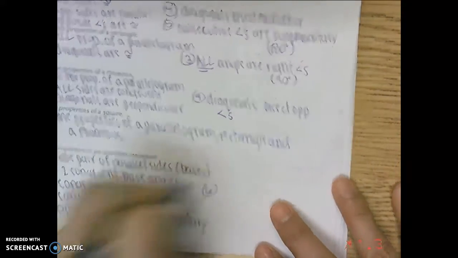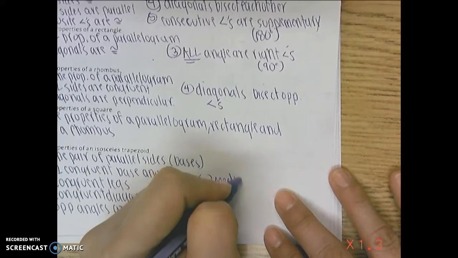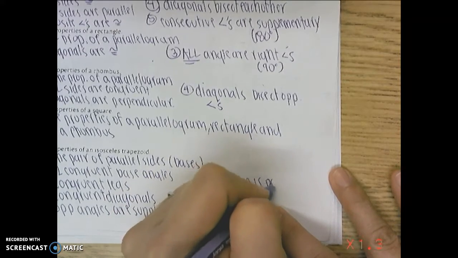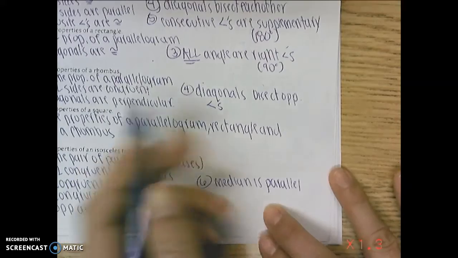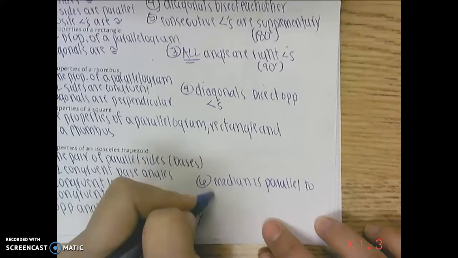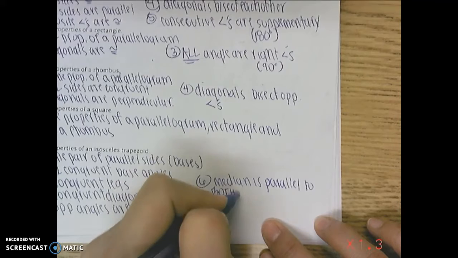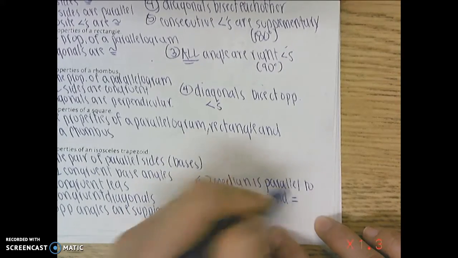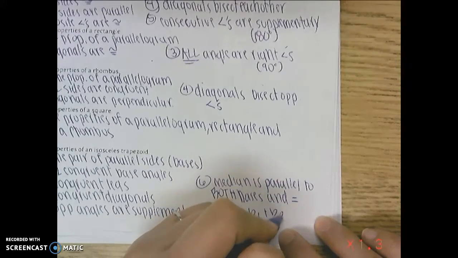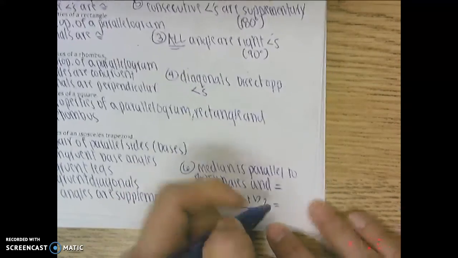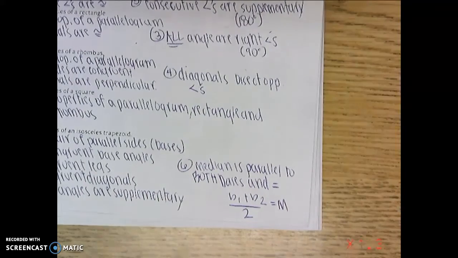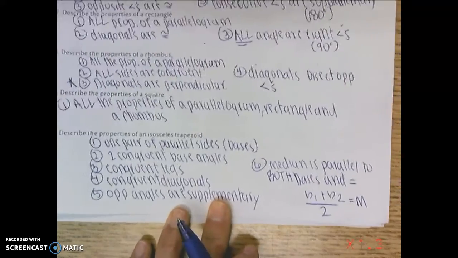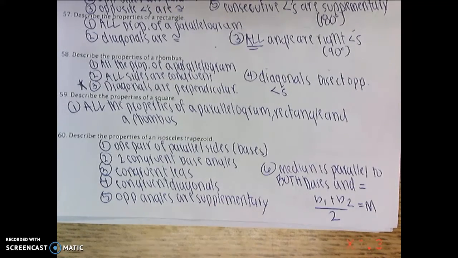And then the median is parallel to both bases and equals base 1 plus base 2 divided by 2, and that will give you your median. All right, so those are some of our properties that we need to talk about and that you guys need to remember, or write them on your card.